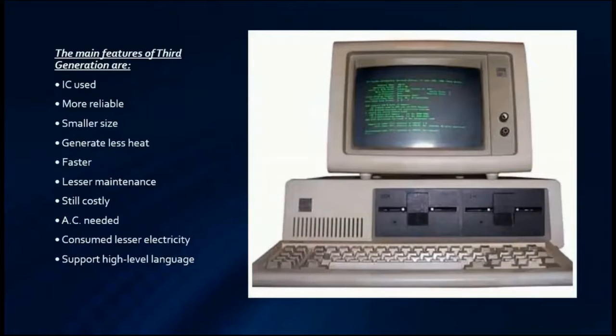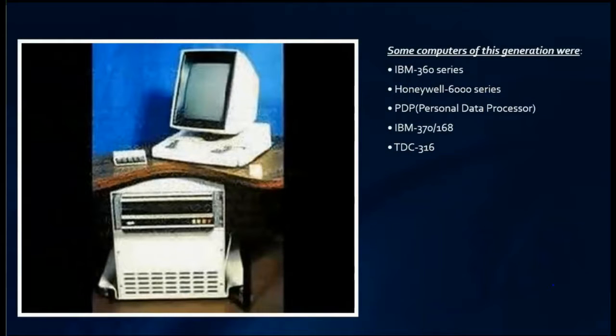The main features of the third generation are ICs used, more reliable, smaller size, generate less heat, faster, lesser maintenance, still costly, AC needed, consumed less electricity, and support for high-level language. Some computers of this generation were the IBM 360 series, Honeywell 6000 series, PDP (Programmed Data Processor), IBM 370/168, and TDC 316.